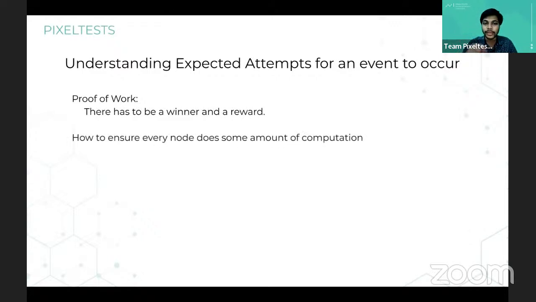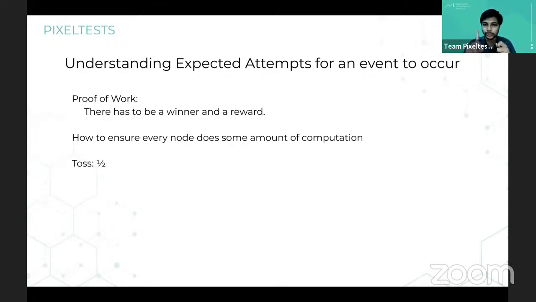Now, how do we ensure each node does some amount of work or computation before they start mining, before they start becoming the winner? At the time of the genesis, all of this has been set. Let's try to understand with a common example. If you have to toss a coin, what is the probability that it will be heads or tails? It is 1 by 2.